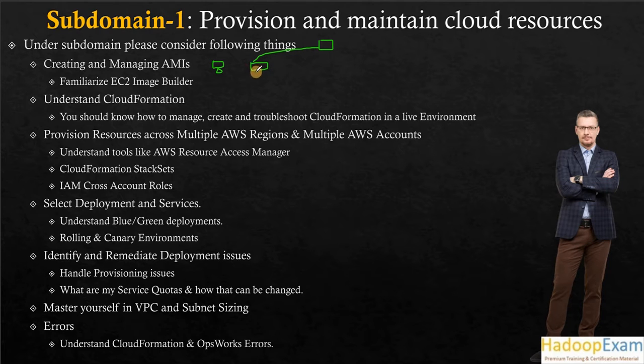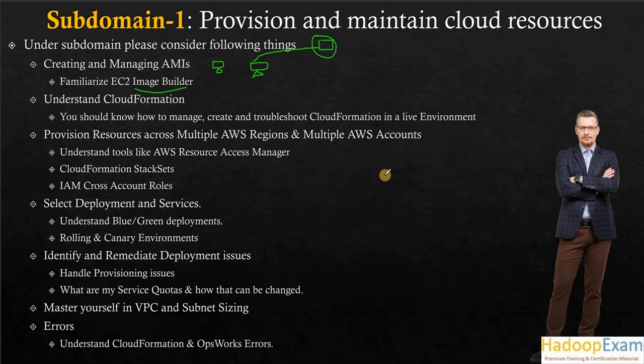Whenever a new instance should be launched, you should be able to create it based on the existing AMI. Because how does the system know what operating system and what software it should already have when a new instance is launched? That is where it is needed. So familiarize yourself with how to create an EC2 image using Image Builder. That is very important. So this is your Image Builder.